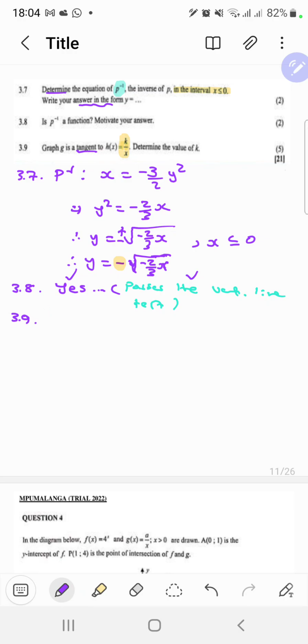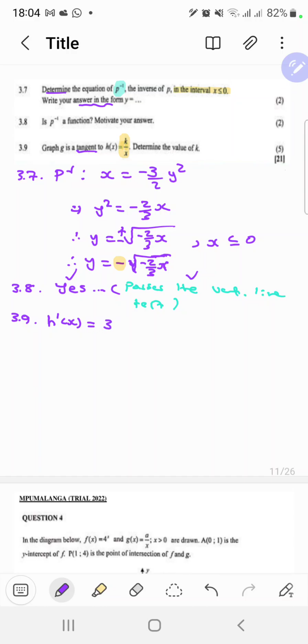We have an understanding that when we do the gradient at the point of tangency, the gradient of the tangent will be equal to the gradient of the curve of h at that particular point of tangency. So how do we explain this? We can say here, we understand that h prime of x is going to be equal to the gradient of that function, which is going to be 3.